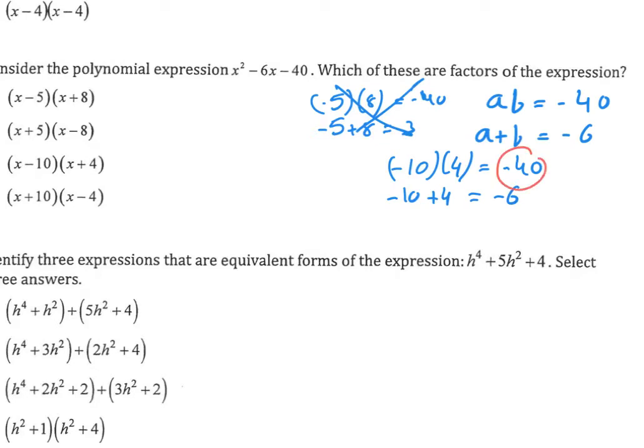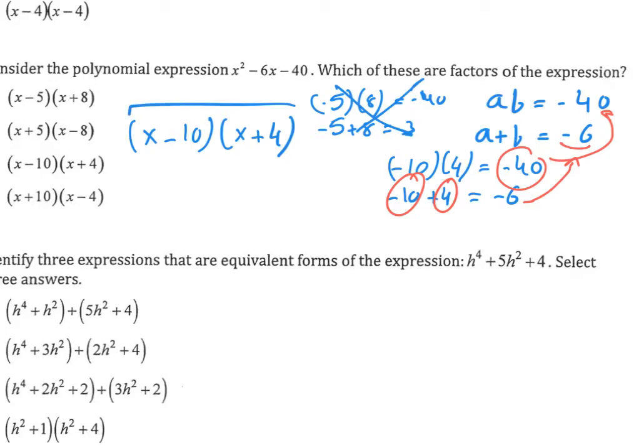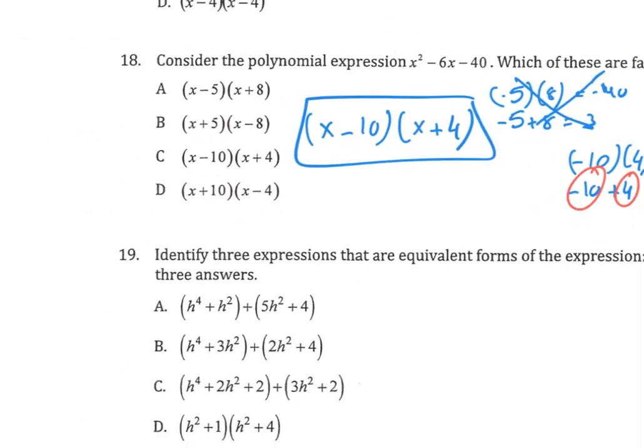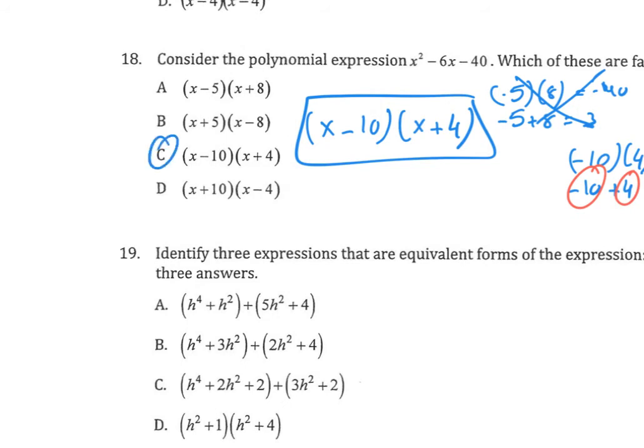So for negative 40, right? And also we have negative 6 here, right? So the target numbers that we're going to use here will be negative 10 and 4, right? So the answer would be x minus 10 and x plus 4. And that's going to be the answer, right? Which is x minus 10, x plus 4, and the answer will be C.